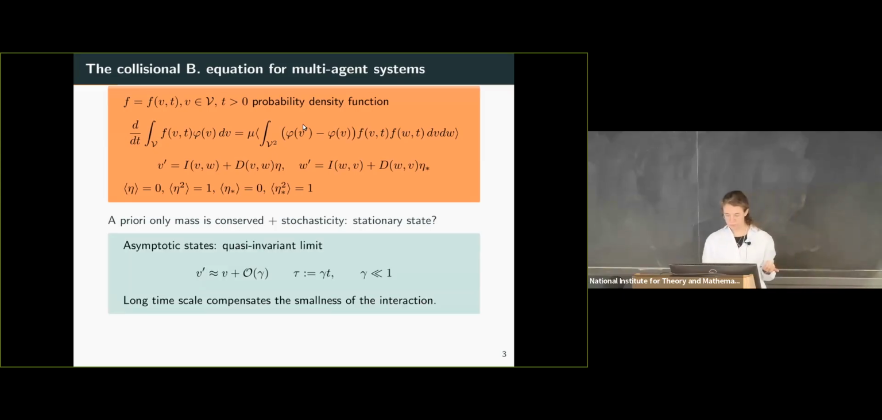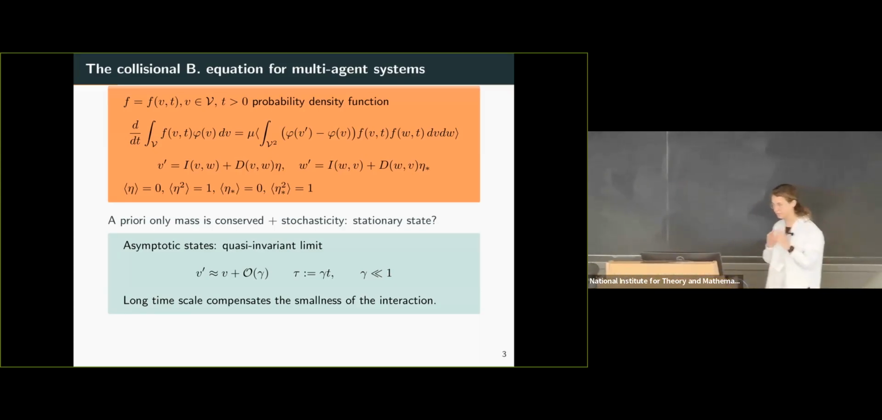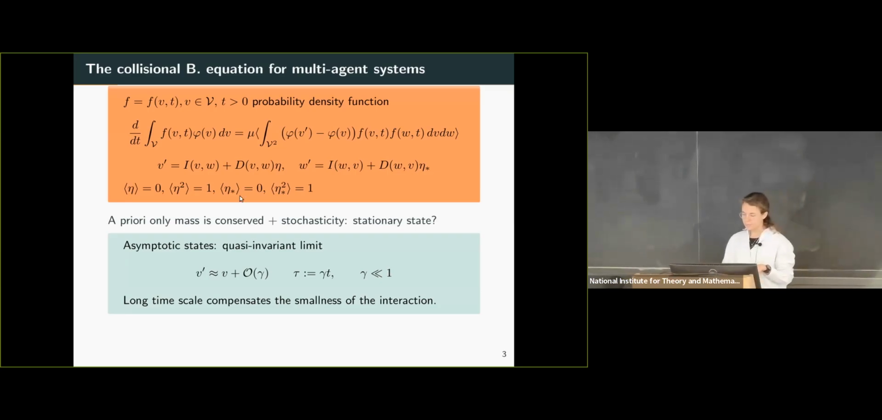So what can we do? The idea is to study asymptotic states by means of the quasi-invariant limit. The quasi-invariant limit, which actually comes from the grazing collisions of the Landau operator in classical kinetic theory, assumes to study very small interactions. So the new v prime, velocity, wealth, or opinion, is very close to the old one v.